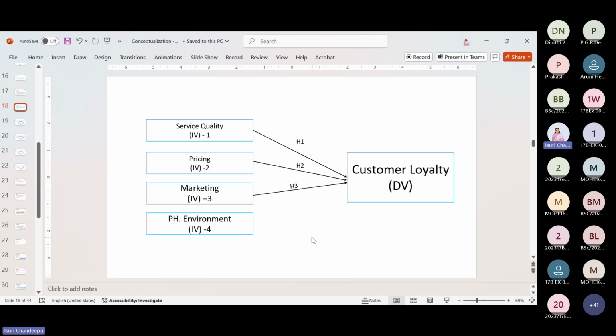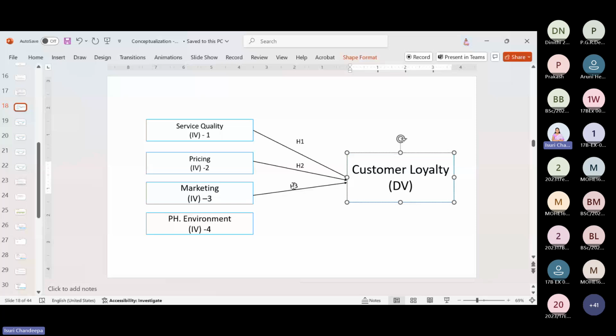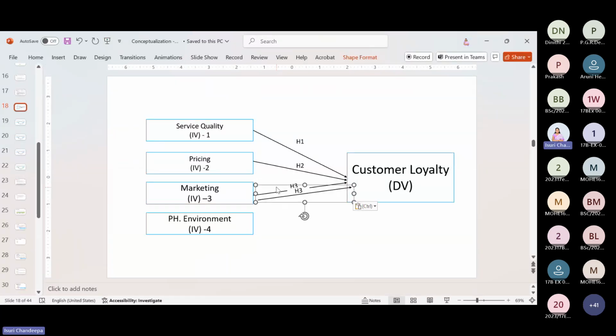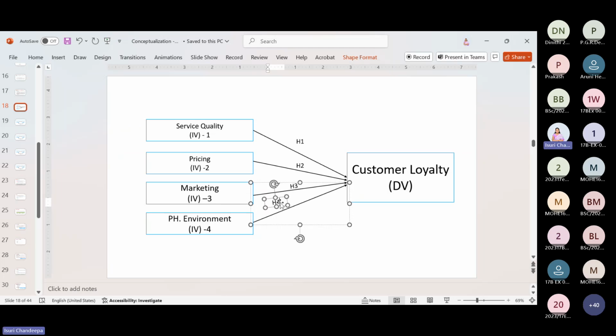You need to show the relationship between marketing and the customer loyalty. This is the relationship which is denoted through the arrow. The relationship in between the marketing and the customer loyalty is a testable statement, that is H3. The last one shows the relationship between physical environment and the customer loyalty. It is the testable statement, it is H4, or its hypothesis.